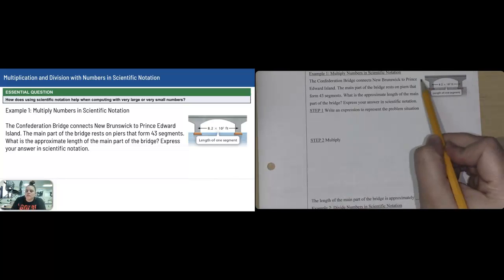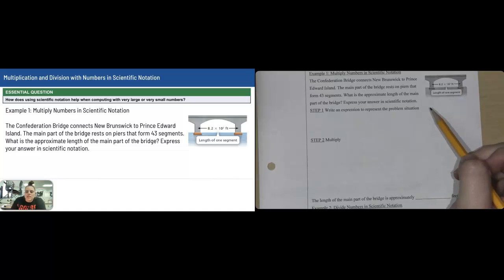The Confederation Bridge connects New Brunswick to Prince Edward Island. These are in Canada. The main part of the bridge rests on piers that form 43 different segments. So we have 43 versions of this. What is the approximate length of the main part of the bridge? Express your answer in scientific notation.